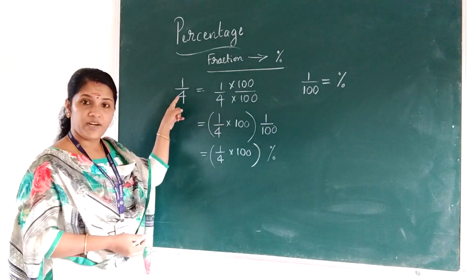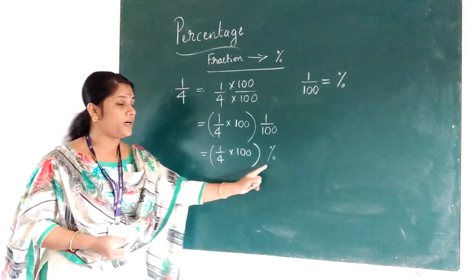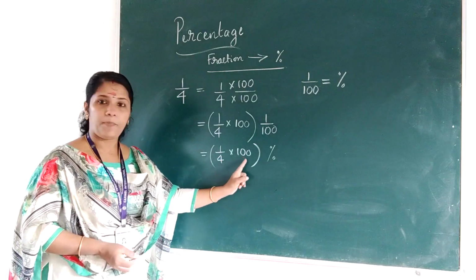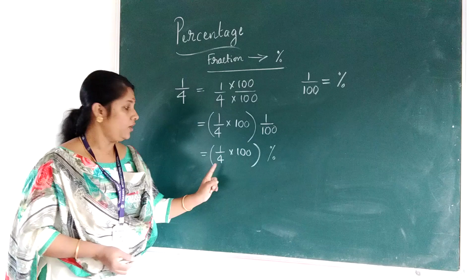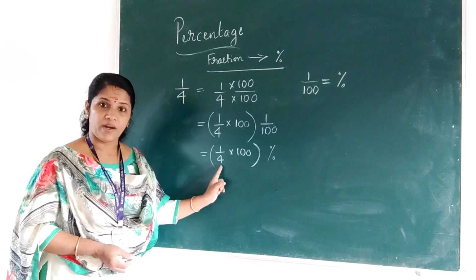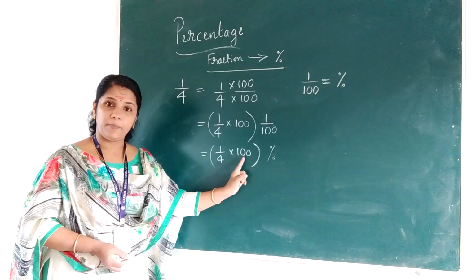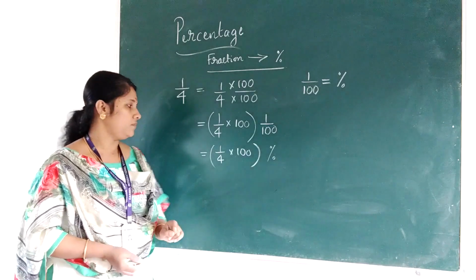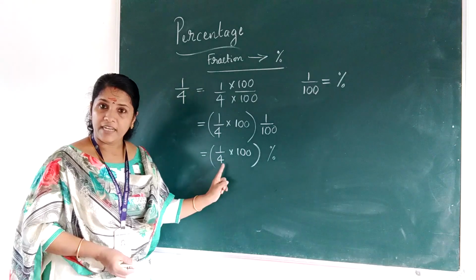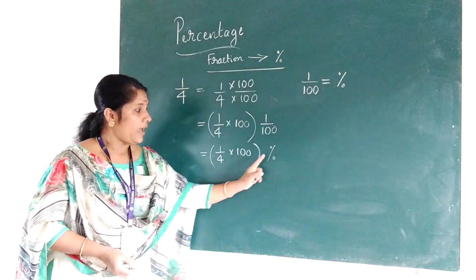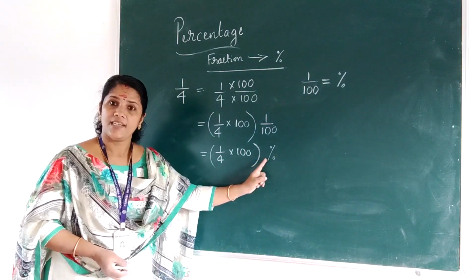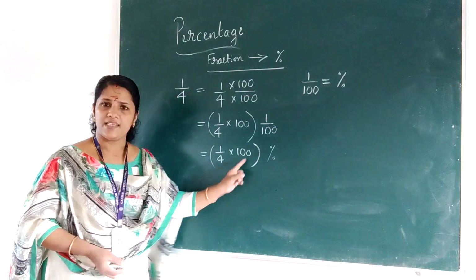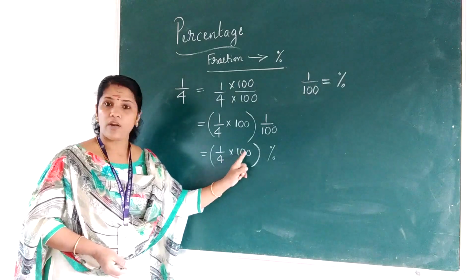So how do I convert a fraction into percentage form? Simply multiply by 100. Look, the fraction given is 1 by 4. I just multiply it with 100, and outside just give the percentage sign. Let's find the answer now. 1 by 4 into 100.